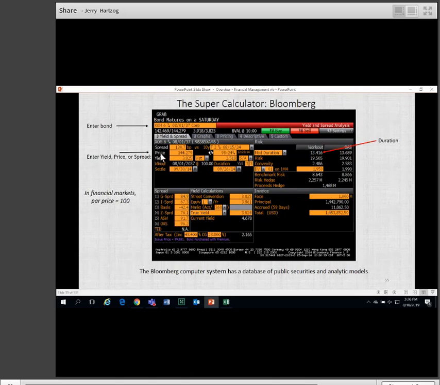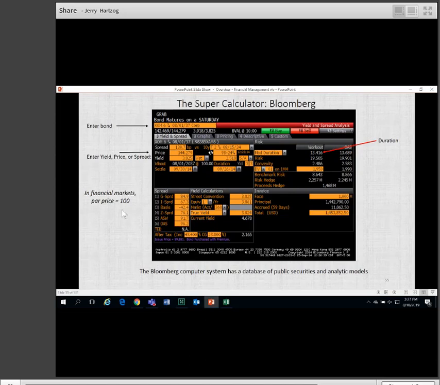Now, you just put in the descriptor of the bond. This will automatically populate the computer system's estimate of what the price and yield should be. But you can change either one. You can change the yield, and it'll solve for the price and spread. You can input the price, and it'll solve for spread and yield, or you can input a spread. And that's the spread versus this treasury security right here.